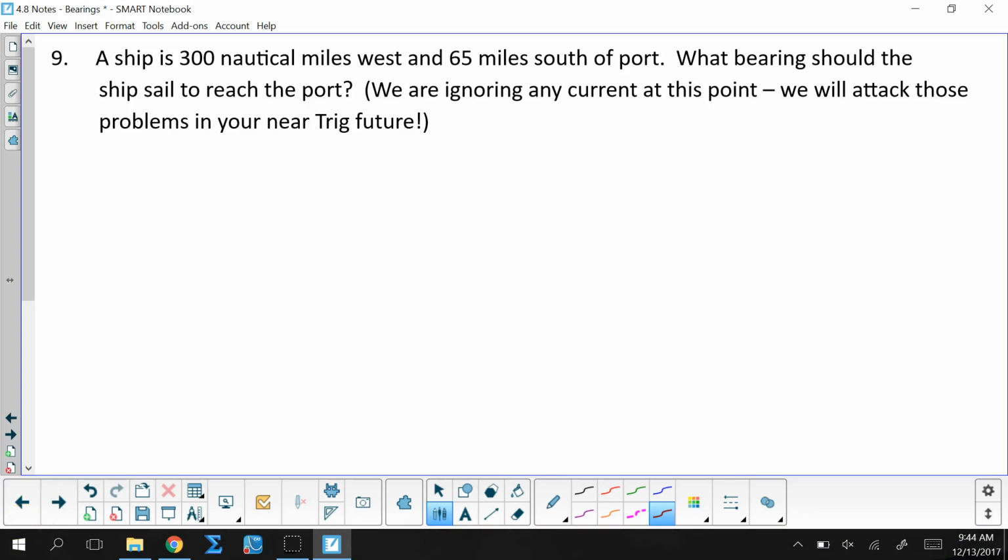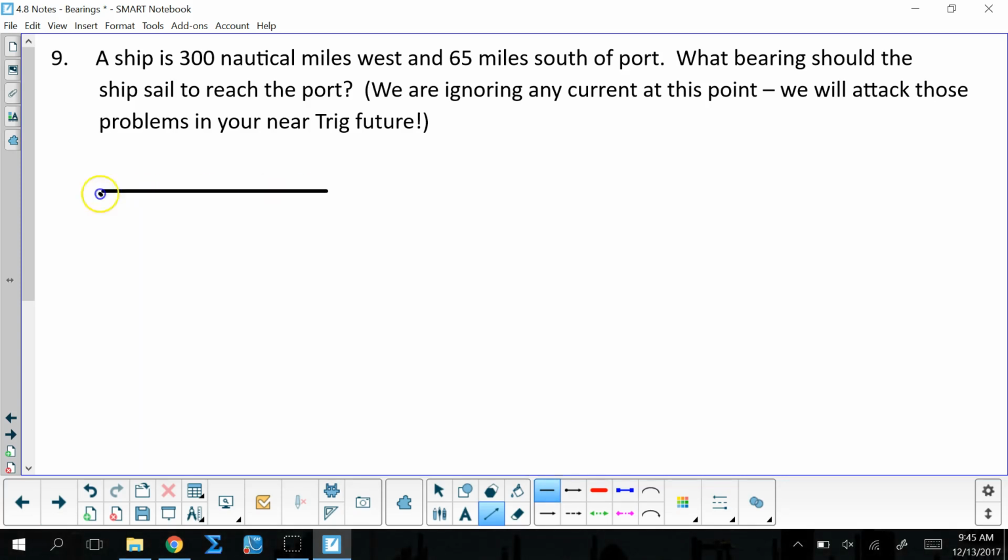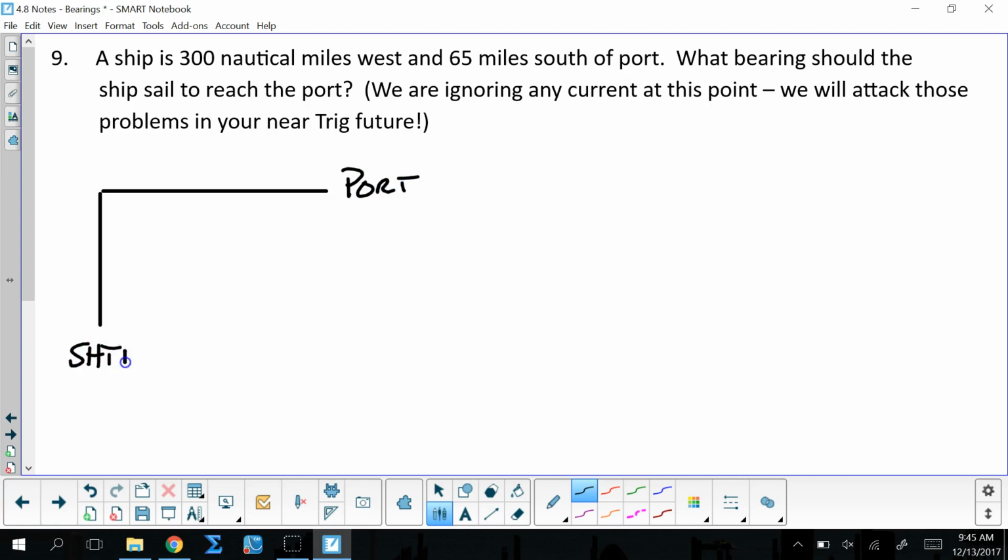Okay, so the ship is 300 nautical miles west. So west is this way. And south of port. And 65 south. So here's port, here's the ship. There's two of them, and this is 300, and this is 65, right?